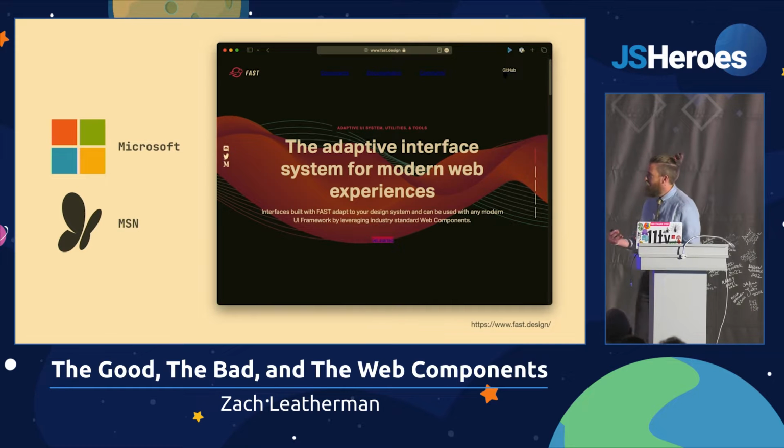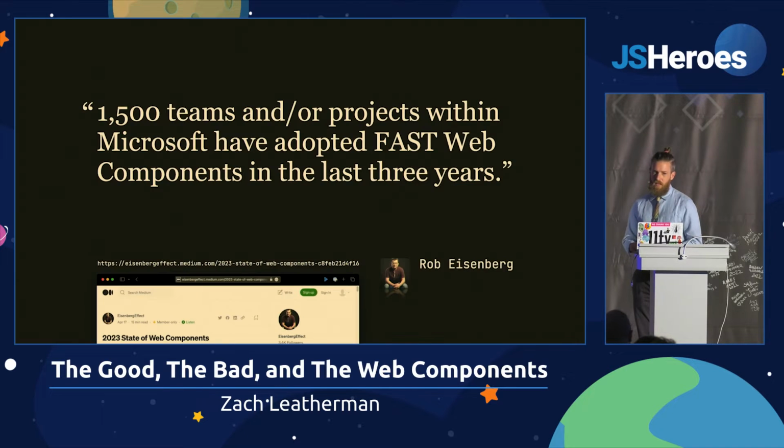So Microsoft has really dove headfirst into web components in the web component space, and one of their design system implementations is called FAST. And it's really great. They've used it on MSN.com. And over 1,500 teams and/or projects at Microsoft have adopted FAST web components in the last 3 years. You can read this great article from Rob Eisenberg, and I'll publish these slides so you can get the full URLs.